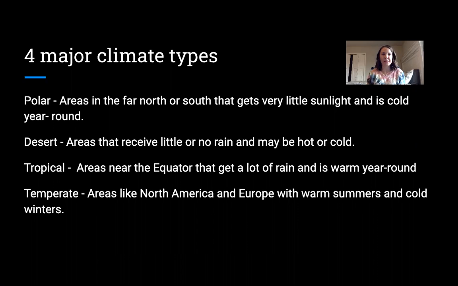Tropical: areas near the equator that get lots of rain and are warm year round. When I think tropical, I think of Mexico or the beach or Brazil, an exotic location that's always beautiful because it's always green, they get so much rain and it's always warm. And then last we have temperate: areas like North America, that's where we live, and Europe, with warm summers and cold winters. So when you think about Iowa, our climate is temperate. We have warm summers and cold winters.